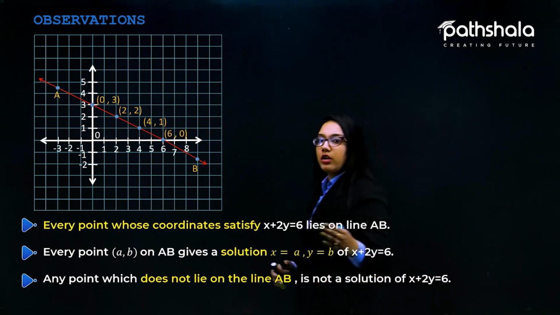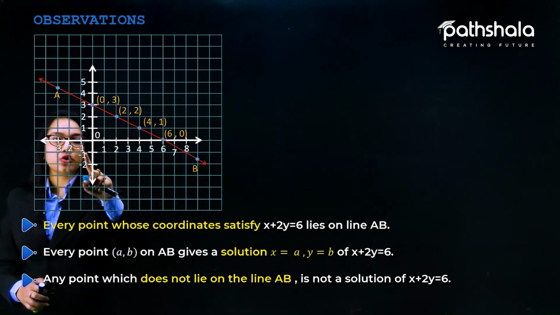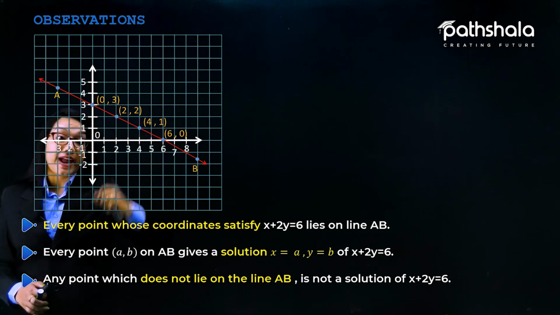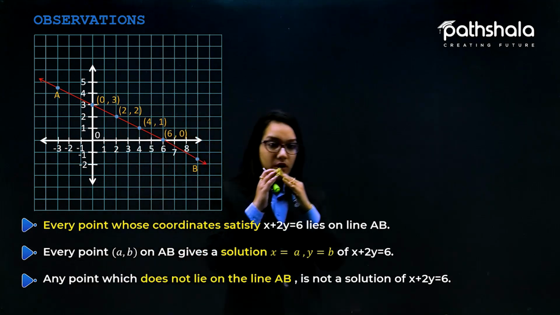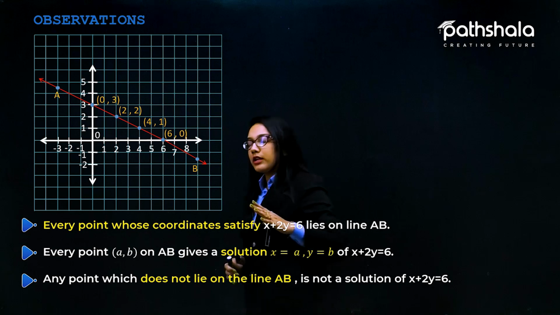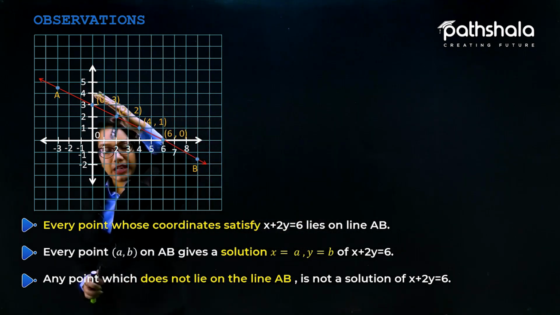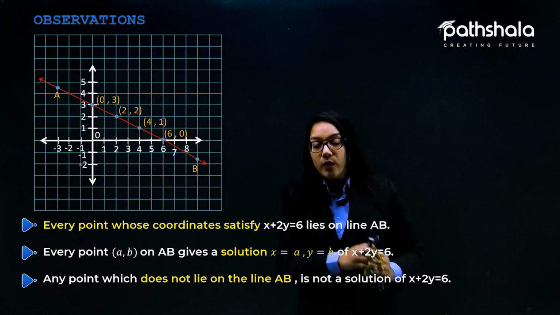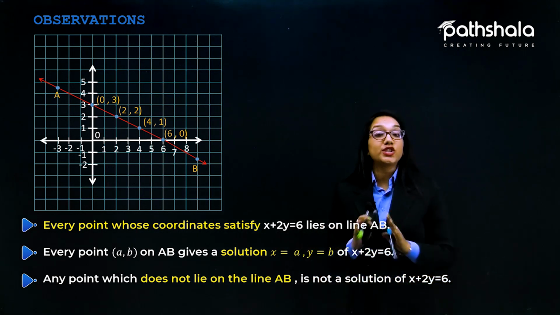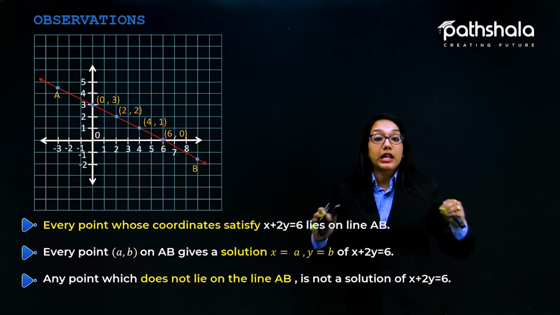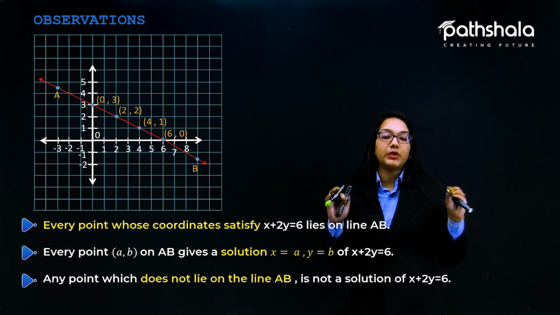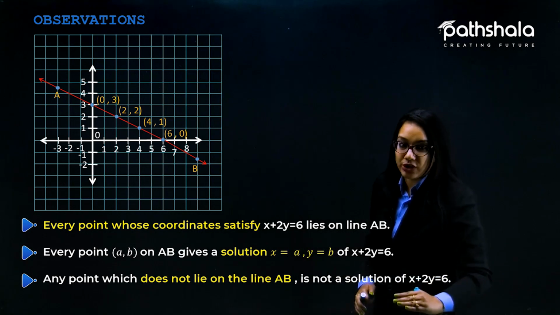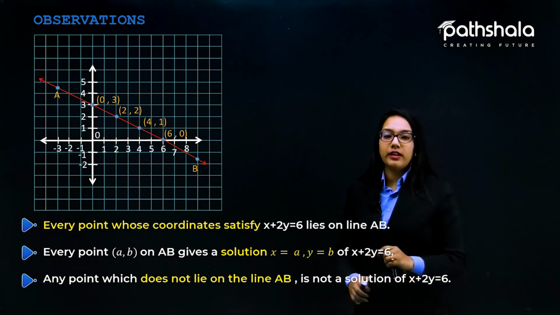Any point which is not lying on this particular line, let us suppose the coordinates of the origin, 0, 0, is not lying on the line AB. It is not a line segment, sorry, we are talking about the whole line AB. So if it is not lying on the line AB, it is not a solution of the equation x plus 2y is equal to 6. Always remember, if any point does not lie on the line, it is not a solution. And on a line there are infinitely many points, which means the line has infinitely many solutions. So these are the three observations that we have concluded from this graphical representation.